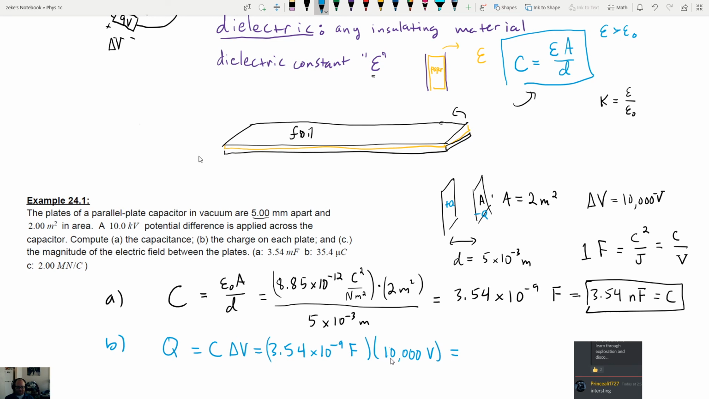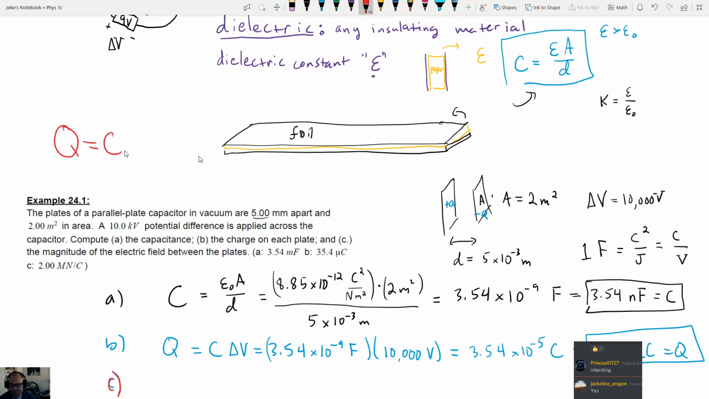And this is like 1E4, right? So this should be 3.54 times 10 to the negative 5 coulombs, which would be 35.4 microcoulombs. That's our charge. These kinds of problems are really easy. In fact, I think you will find that this chapter will be quite a bit of relief by comparison with previous chapters that we've done in this course. This capacitor stuff should be pretty easy for you, because it really all comes down to one equation: Q equals C times delta V. As long as you remember this, you'll be fine.